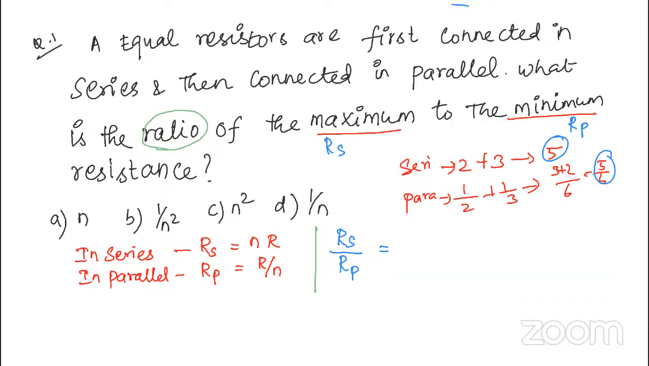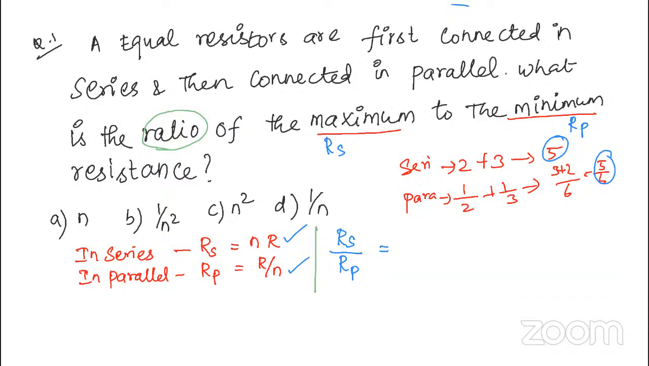So let us find out the answers. Directly we have to substitute the value for RS, it is NR, and for RP, it is R by N. Yes, very good. It is N square, right?